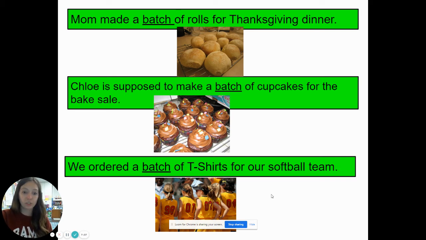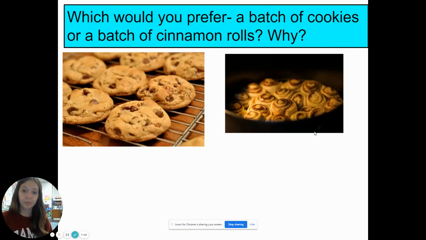We ordered a batch of t-shirts for our softball team. So sometimes batch is talked about when you're not talking about food, and it just means a group of something made at the same time. So if someone was screen printing a bunch of those shirts at the same time, those would also be considered a batch. Your question is this: which would you prefer, a batch of cookies or a batch of cinnamon rolls, and why? Use the word batch in your answer. Go ahead and pause the video.